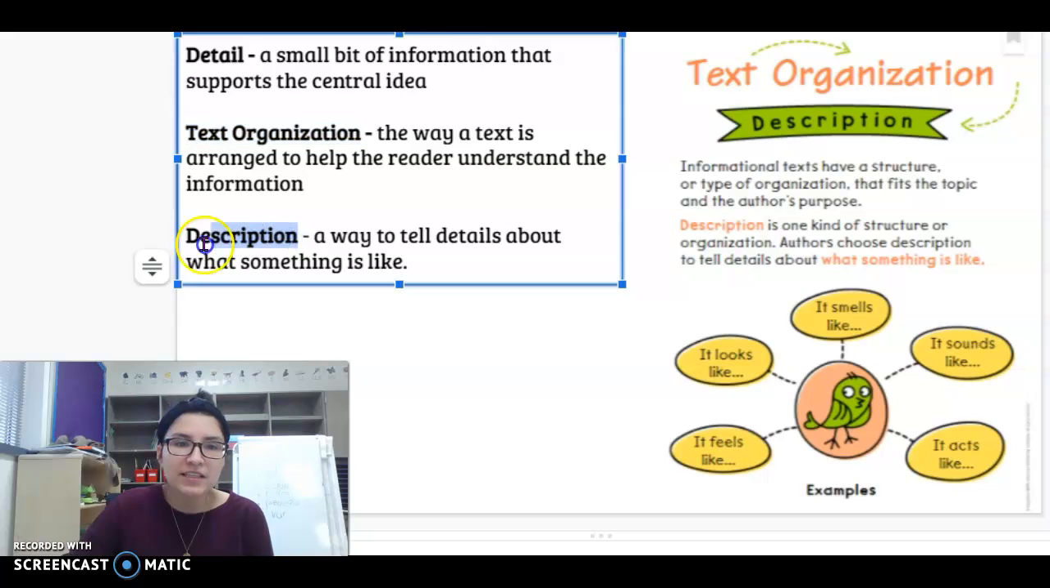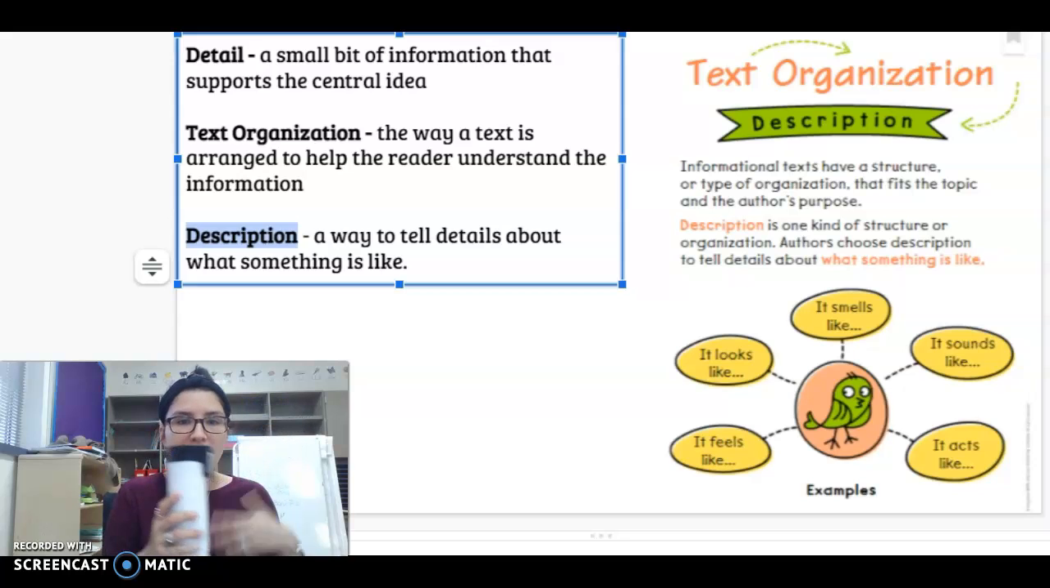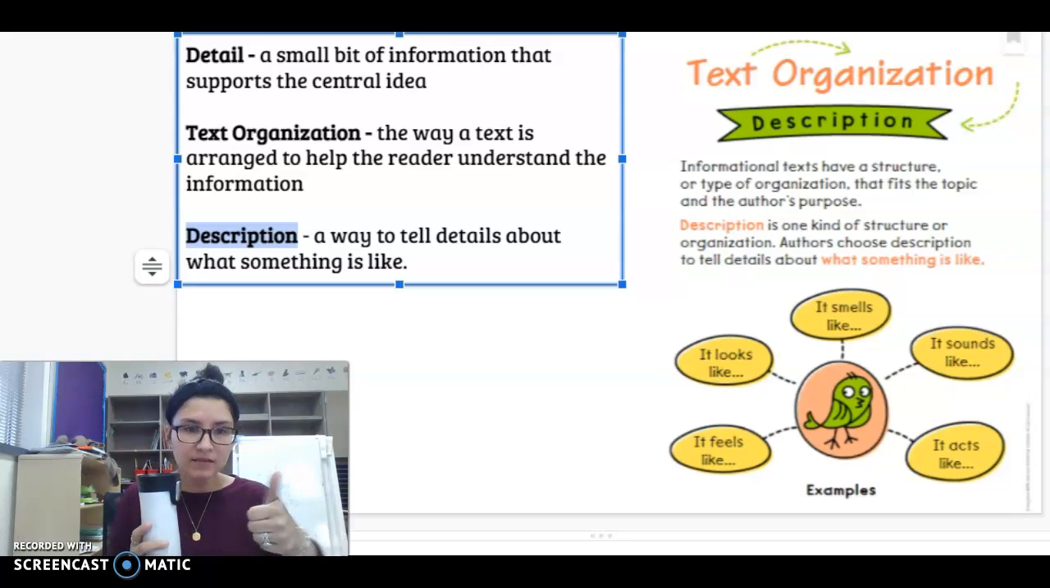Then we have the word description. Description. Go ahead and say that. Perfect. Description is a way to tell details about what something is like. So, for example, in here, this is my coffee mug. I have coffee in here, right? So, how can I explain that? Well, my coffee is hot. It tastes a little sweet. To me, it smells good, okay?